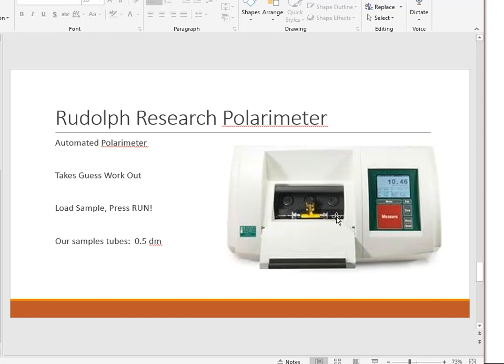The sample tubes that we have in our laboratory are half of a decimeter, and the reason that I say that is because that's very important when it concerns our calculations that we'll talk about a little bit later.